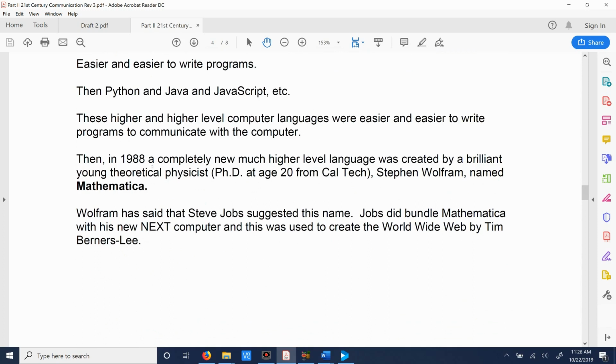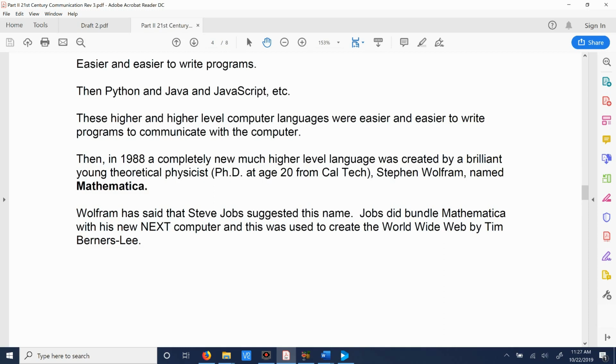And then in 1988, a completely new, much higher level language was created by a brilliant young theoretical physicist. His name was Stephen Wolfram. He got his PhD from Caltech in theoretical physics at age 20 in 1978. And he wrote this new high-level language then, which he introduced to the world in 1988, and it's called Mathematica.